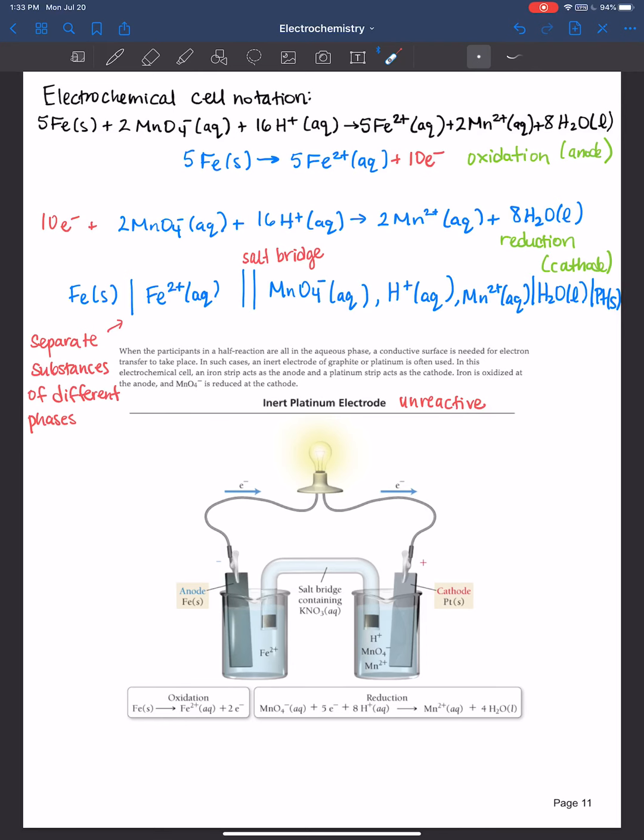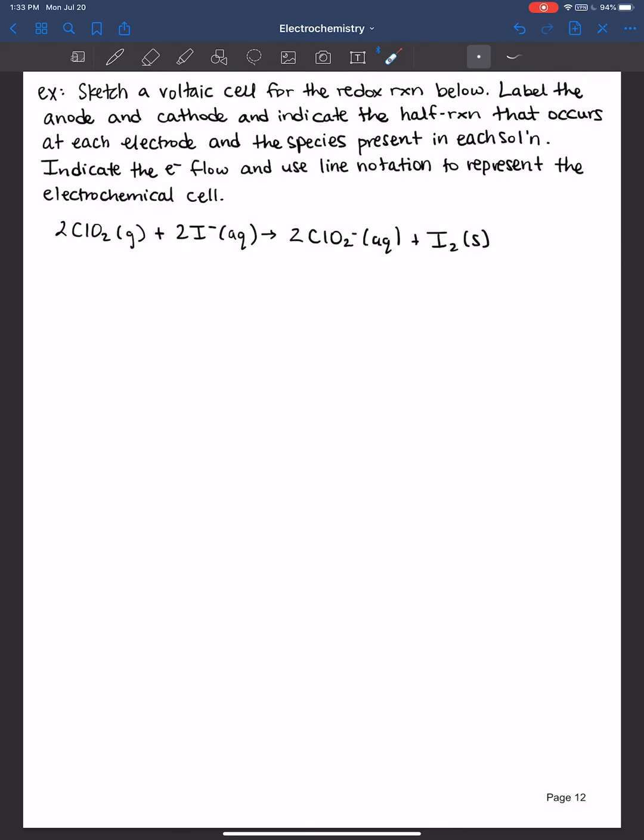All right. So let's go ahead and practice. Let's sketch a voltaic cell for the redox reaction below. We'll label the anode and cathode. We'll indicate the half reaction that occurs at each of these electrodes and the species present in each solution. We'll also indicate the electron flow and use line notation to represent the electrochemical cell.